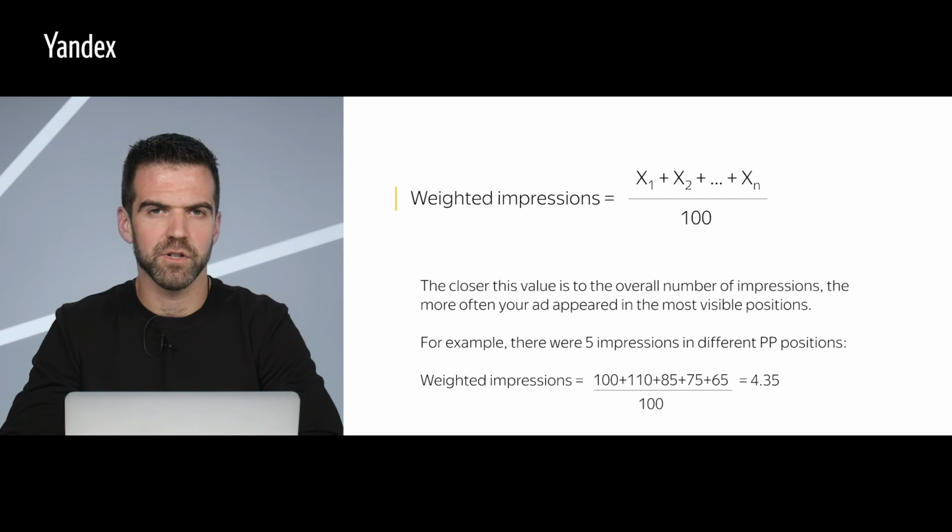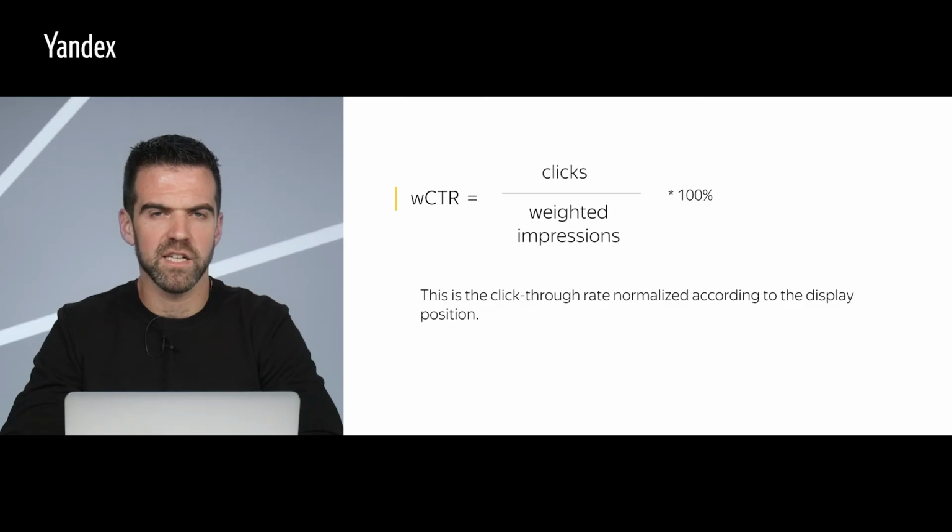The weighted impressions metric is in a sense similar to the average display position, but these are impressions normalized according to the effectiveness of the position they appeared in. We look at the number of impressions and at the weighted impressions. The closer these two values are, the more the ad appeared in the most visible positions. For example, there were 5 impressions, and if the traffic volume values are averaged out, then the value we get is slightly less, 4.35. That means that the ad was served in quite a high position, but there is still room for improvement. Weighted CTR is the click-through rate normalized for the display position.